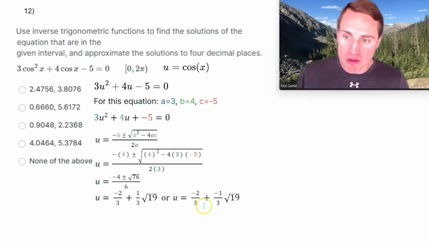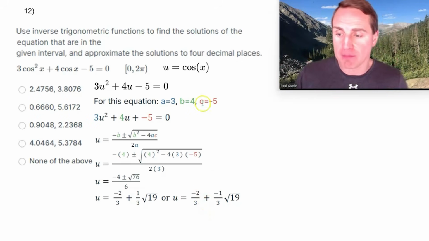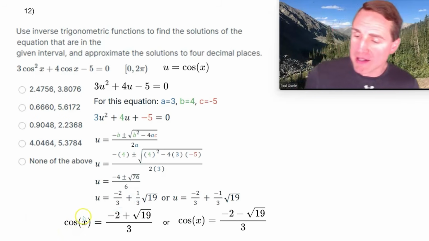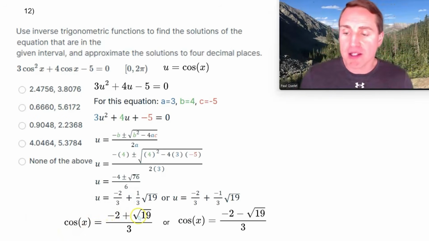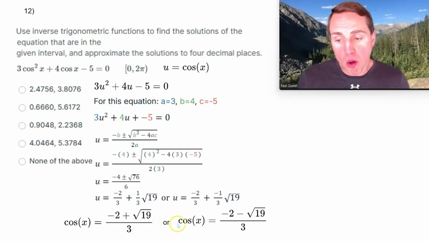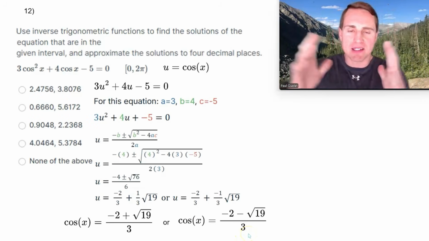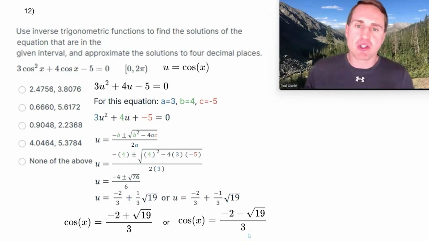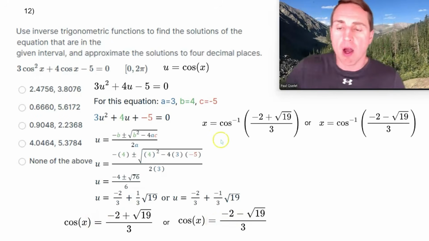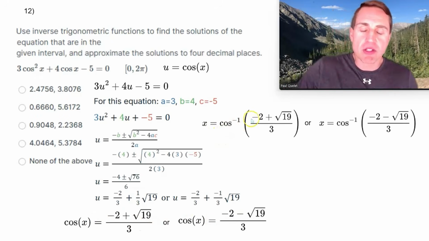Then we need to substitute cosine x back in. So now we have cosine x equals negative 2 plus the square root of 19 over 3, or cosine x equals negative 2 minus the square root of 19 over 3. Part of the reason I wrote them as single combined fractions again is because it's going to be easier to take the inverse cosine of each of those. So x equals inverse cosine of negative 2 plus square root of 19 over 3, or x equals inverse cosine of negative 2 minus square root of 19 over 3.